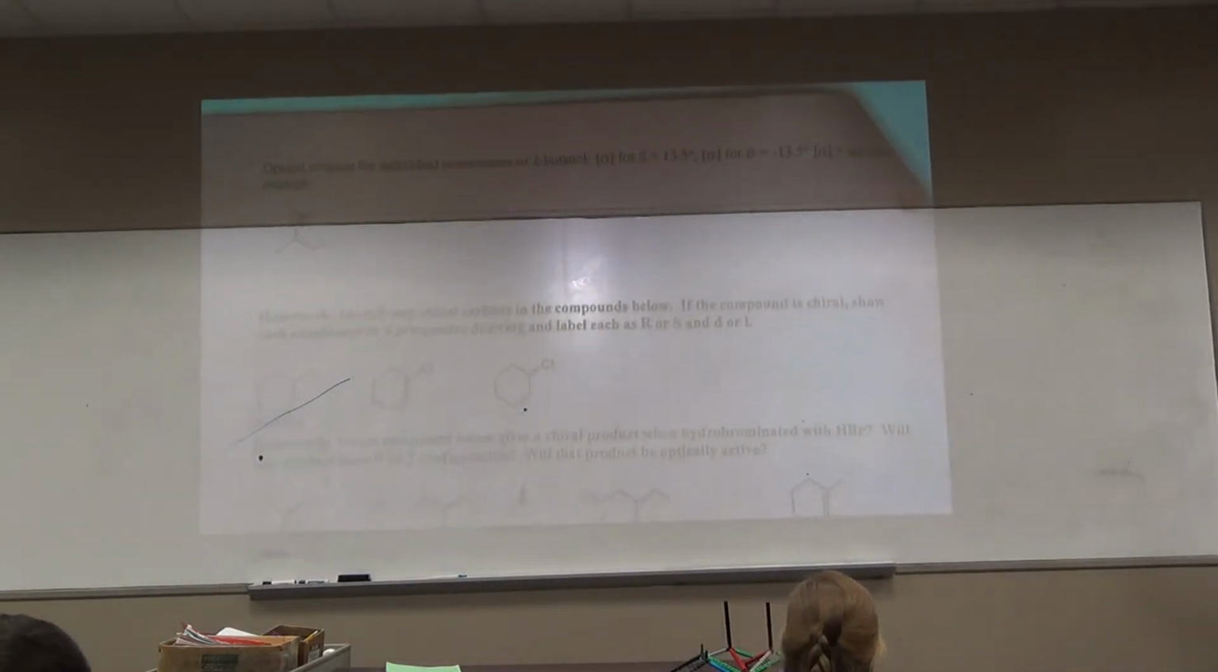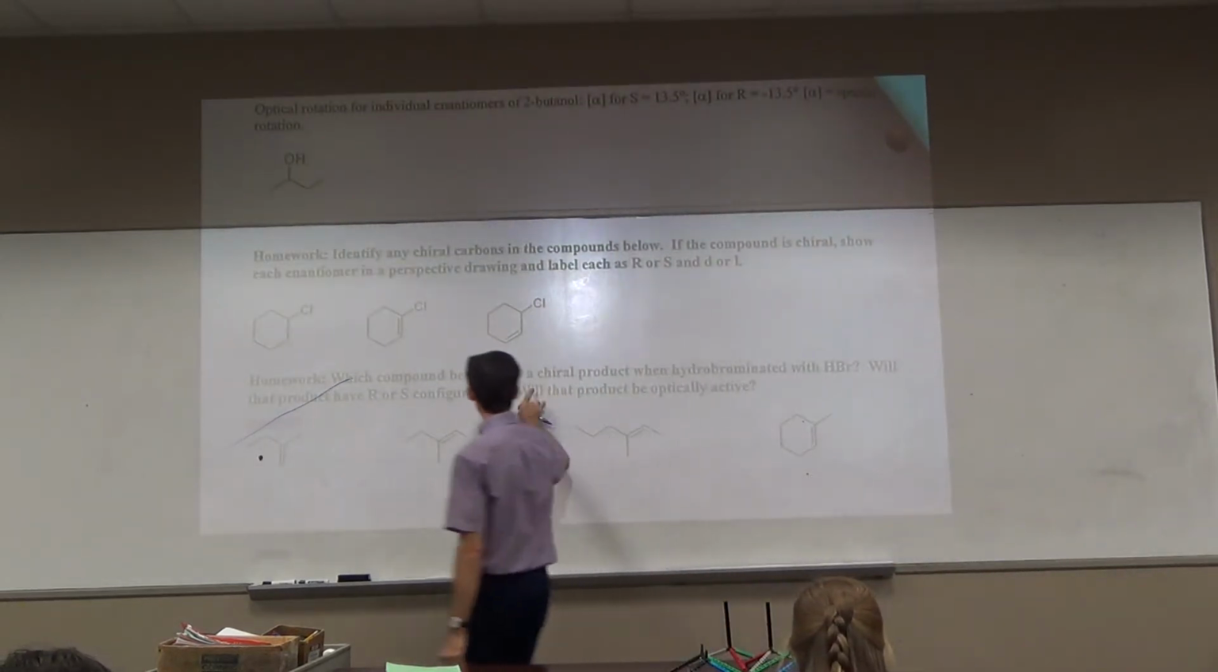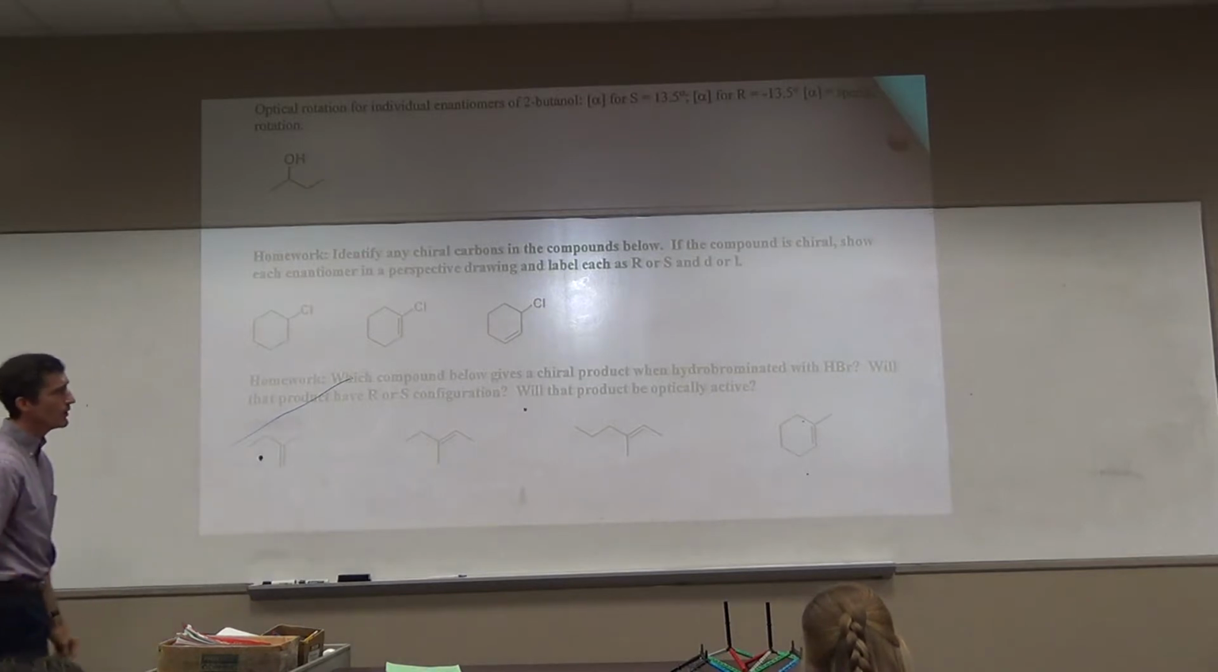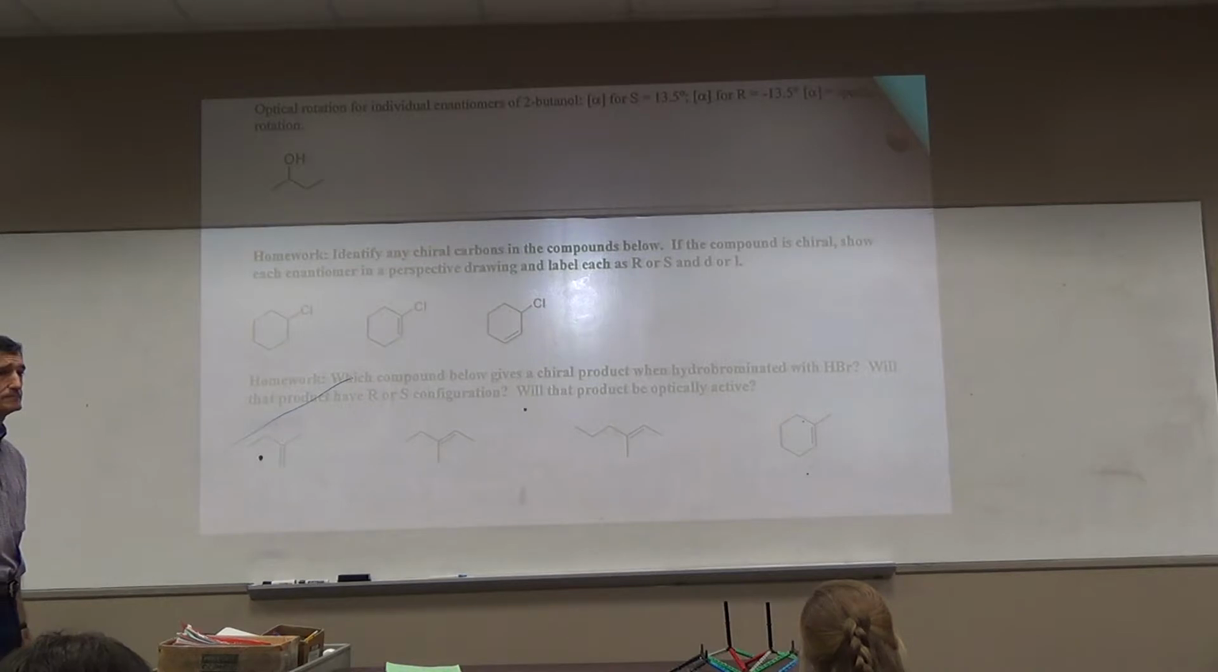Basically, we're getting at what types of questions you may see here, how to work with this stuff. Here's another type of question. Which compound below gives a chiral product when hydrobrominated with HBr? Anybody get this? The third one? Anybody else get this one? I should say, did anybody else get an answer? I'll have to look at it. I'm not sure if it's what it is.